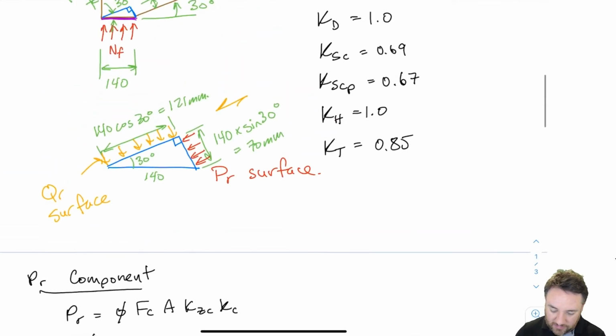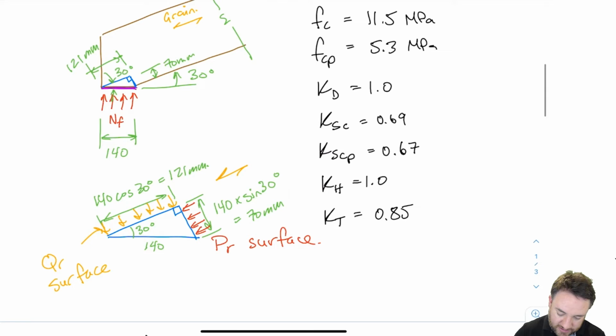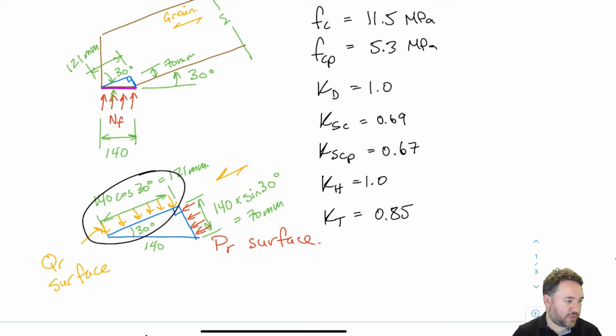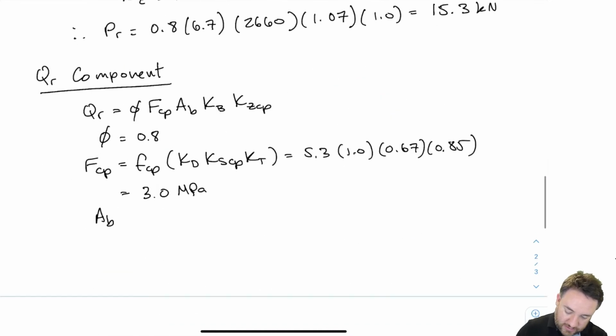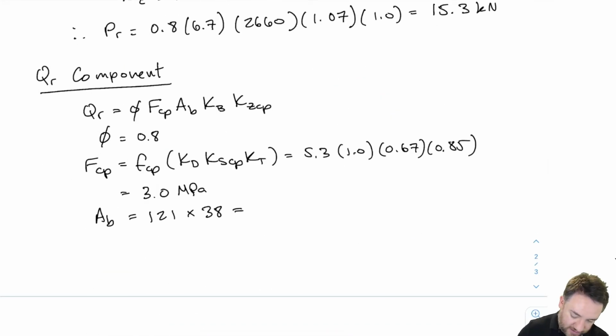Okay, and my bearing area here is this area, right? Because I'm looking at the portion of the load NF that's acting perpendicular to grain direction. So I have 121 millimeters times the thickness of the member, which was 38. So this is 121 times 38. I get 4,598.